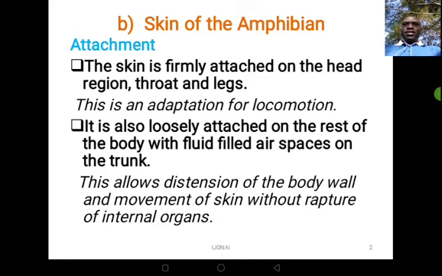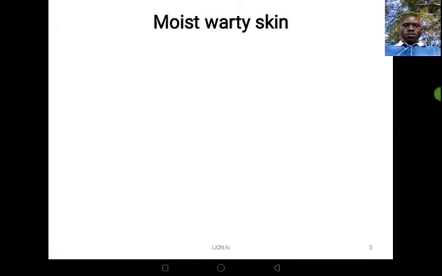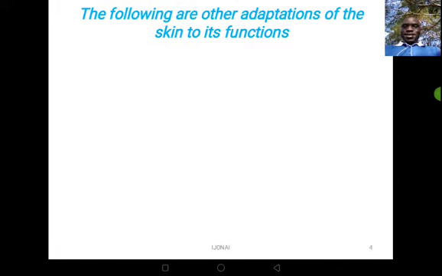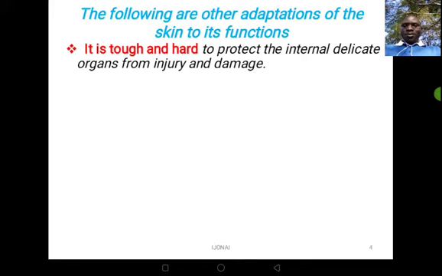Similarly, when they feed, their abdomen broadens, or when the female reaches the reproductive season, the eggs develop and the abdomen is forced to expand. So all that is possible because of the loosely attached skin on most of the parts of the body. So that is the description of how the skin is attached on the body wall.